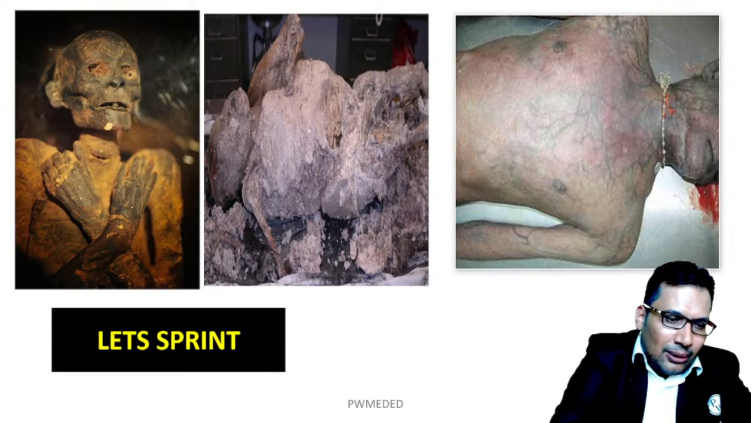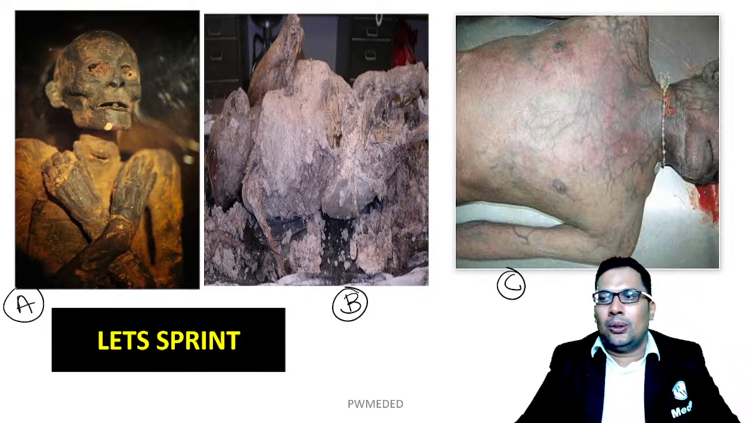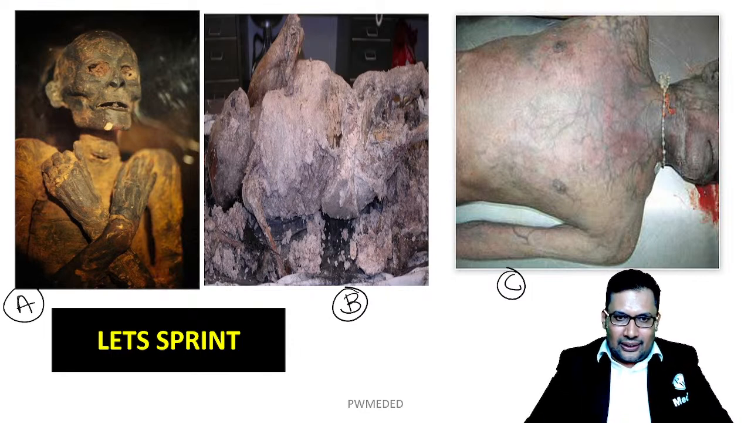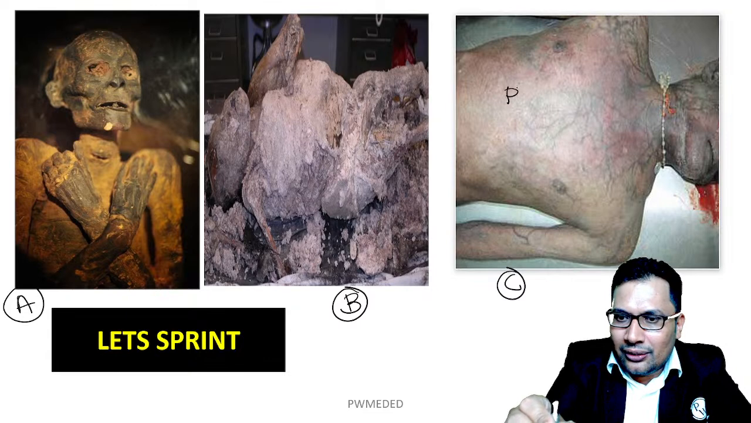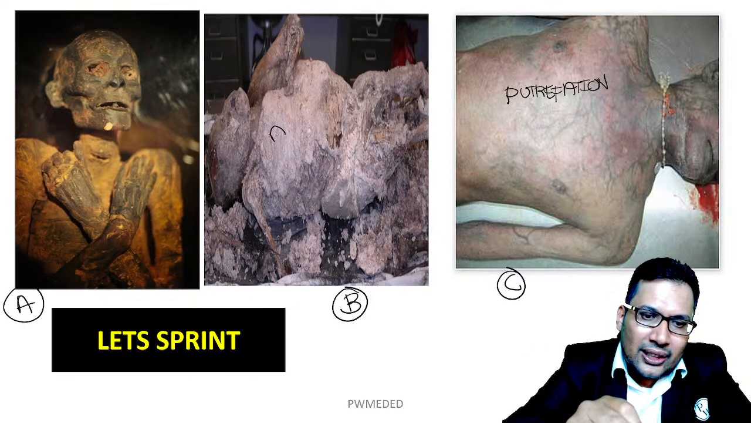I am writing it here: A, B and C. Can you tell me, all of you, what are these A, B, C? Now let's discuss this. This is the putrefaction. And this is the white color. What is this known as? Adipocere.